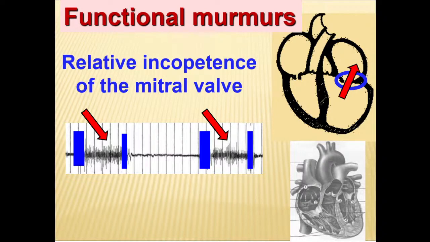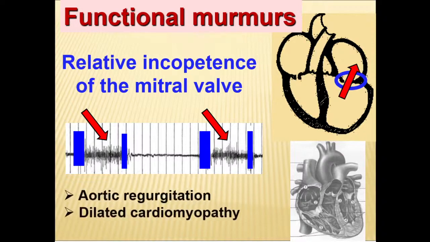Whether it is a functional or organic murmur, we can clarify depending on ultrasonography, the patient's anamnesis of preceding diseases, and the effect of treatment. We'll talk about it later. The causes of formation of relative mitral valve incompetence, as I said, are aortic regurgitation, plus blood overload, or dilated cardiomyopathy.